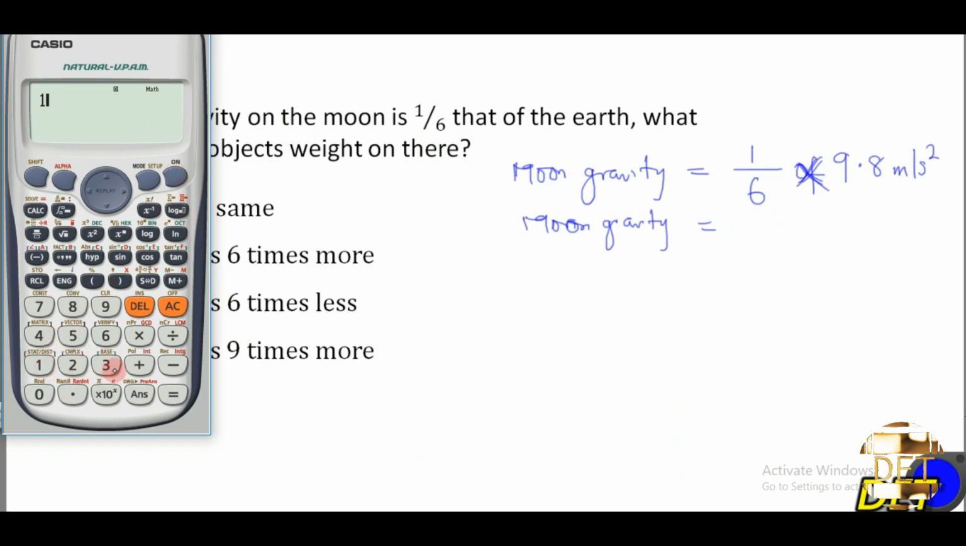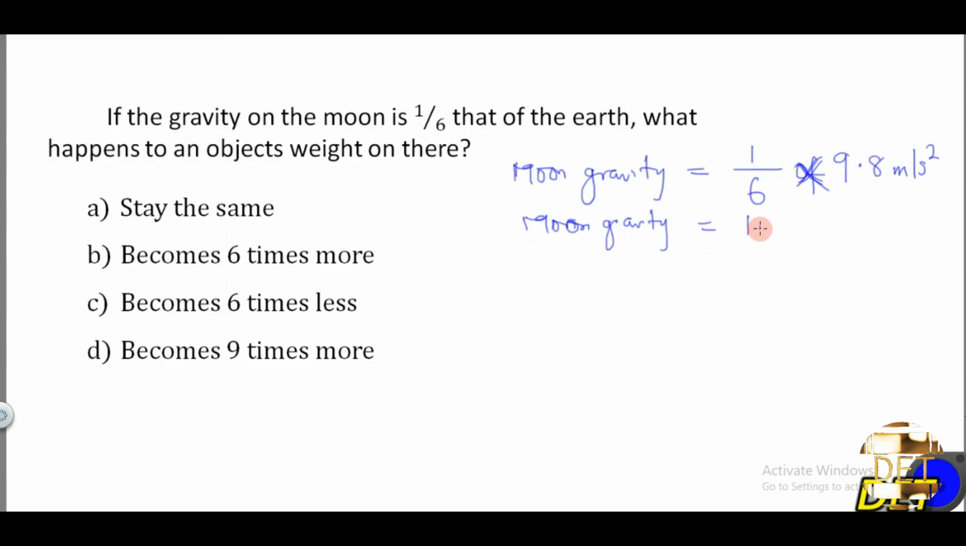1 times 9.8 divided by 6. That will be equal to 1.63, right? So that will be 1.63 meters per second square. So this is the gravity on the moon, right? So what happens to an object's weight on there?